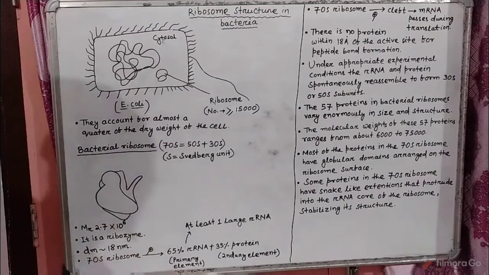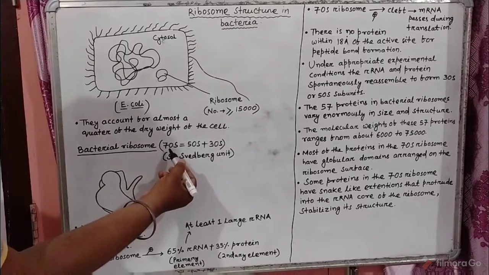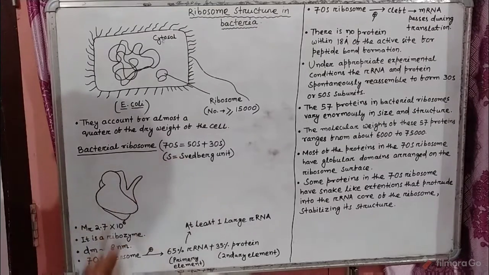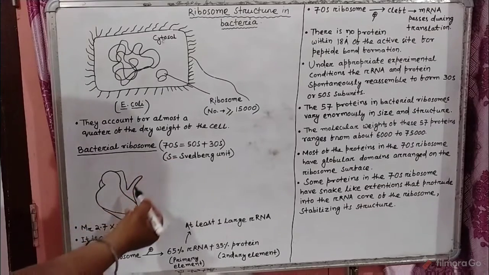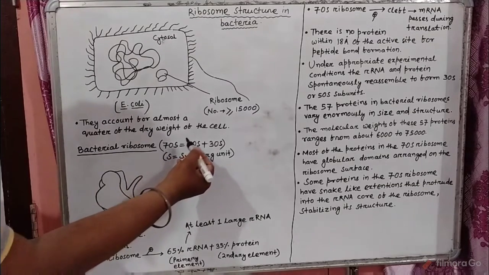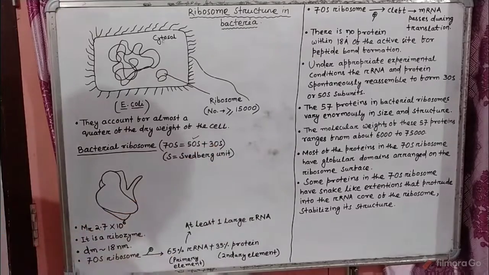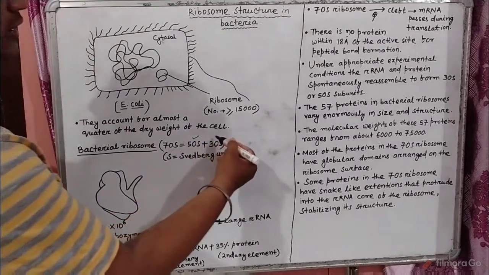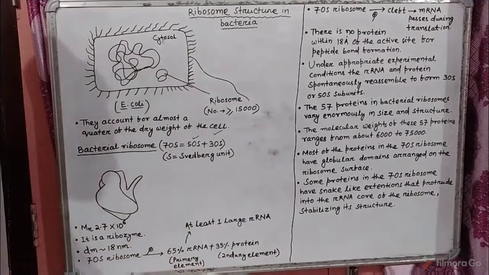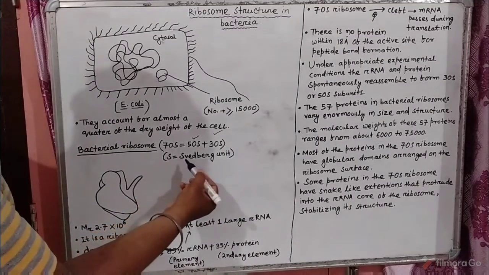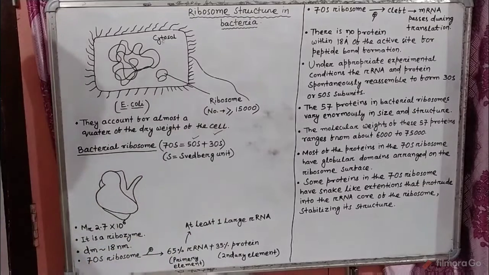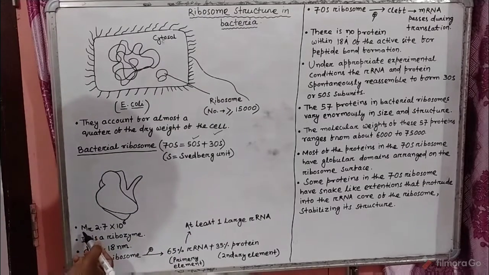This is the structure of a bacterial ribosome. The bacterial ribosome is generally 70S type. It contains two subunits: the larger 50S subunit and the smaller subunit known as the 30S subunit. S stands for Svedberg's unit. The relative molecular mass of a bacterial ribosome is 2.7 × 10^6.